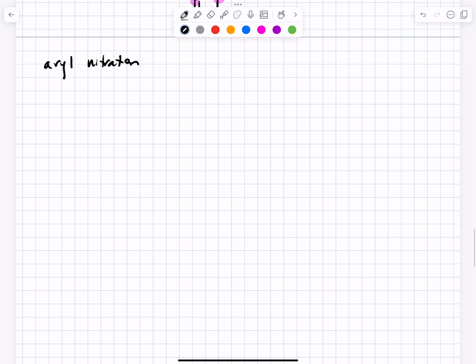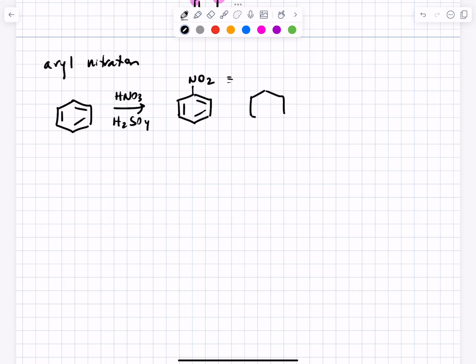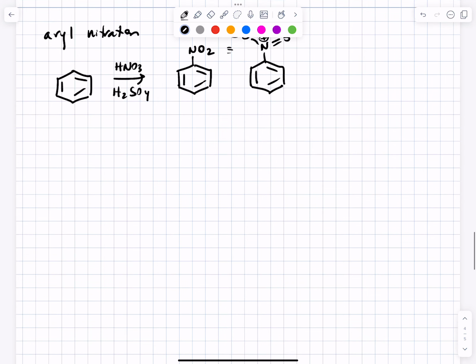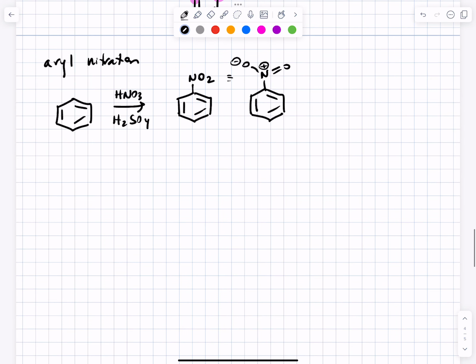And in this reaction, you take a benzene ring, you use nitric acid and sulfuric acid, and it installs a nitro group on the benzene ring. And it's probably good for you to start drawing out the Lewis structure of the nitro group because its structure is going to help you understand some important things about the nitro group.